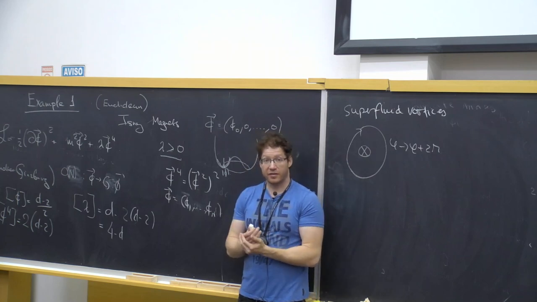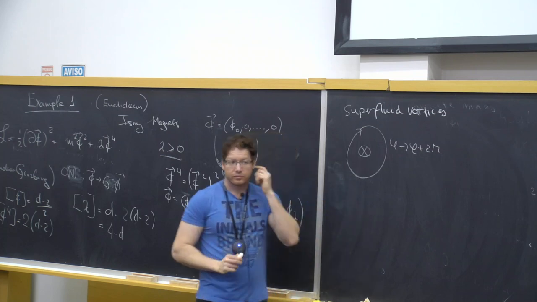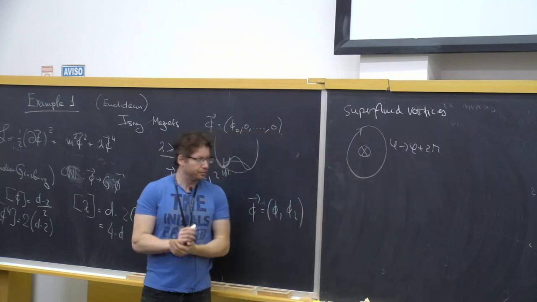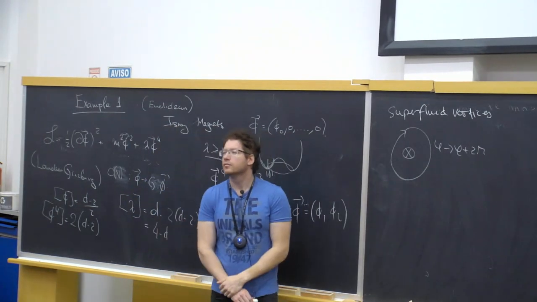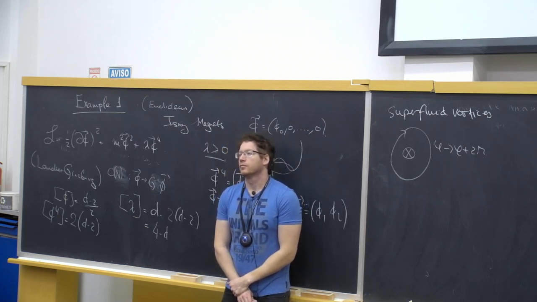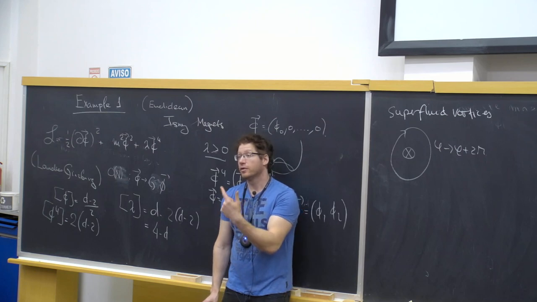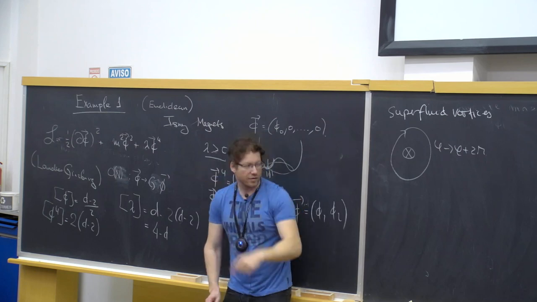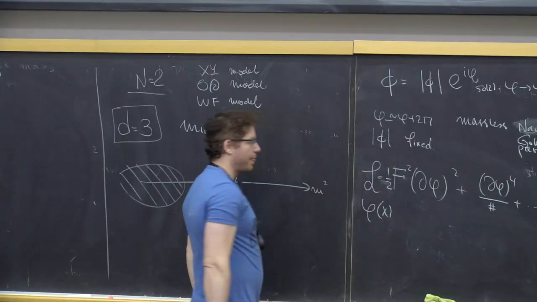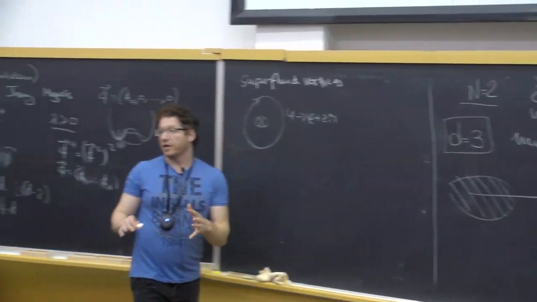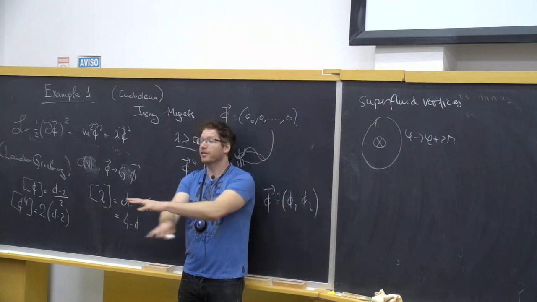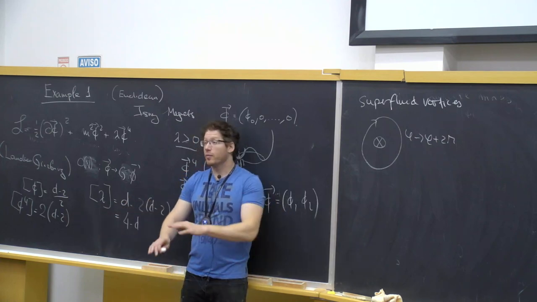Why does this defect even exist? So let's try to understand this defect a little bit. This vortex. So phi lives on a circle. Phi is a variable. Phi is a field. Phi is a function of x. And there are several kinds of excitations of phi. An excitation of phi is just a departure from constant phi. Constant phi is the vacuum. That's the minimum energy configuration.